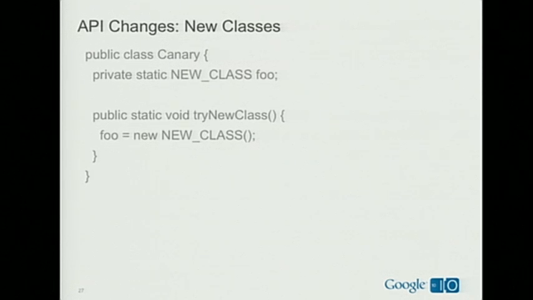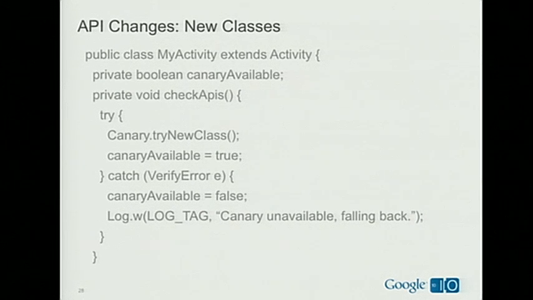Now, there are a couple of different ways that I could do this. I wouldn't necessarily have to create a new instance. There are some different ways to skin this cat, but this is the one that I'm fond of and going to choose for this case. So how does Canary integrate with the rest of my code? So if I've got my activity here, what I'm going to do is have this Boolean that tells me whether the canary is available.